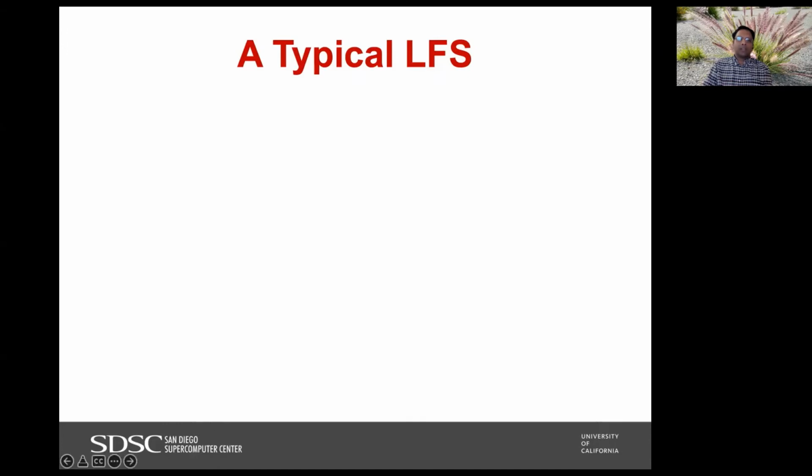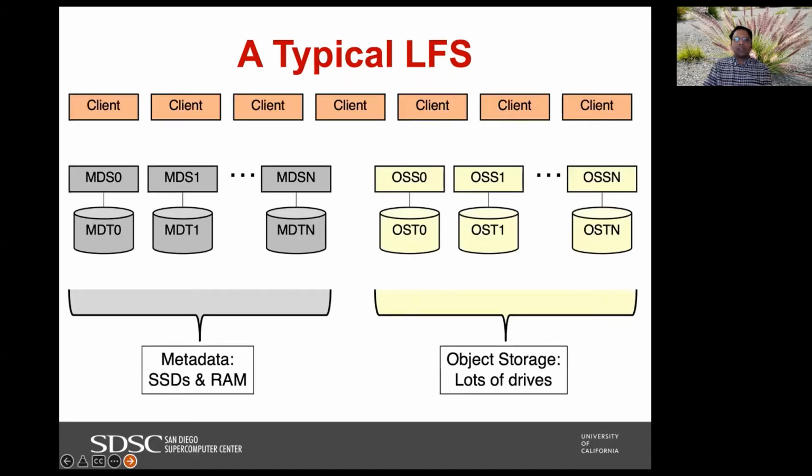So I'll talk about the Expanse one and explain it. This is the typical Lustre file system with the clients. You can have multiple metadata servers. In Expanse, we have 4, and we can have a lot of storage servers. I forget exactly, but Expanse probably has 16, I think. The thing is that your scalability comes from writing to these targets.